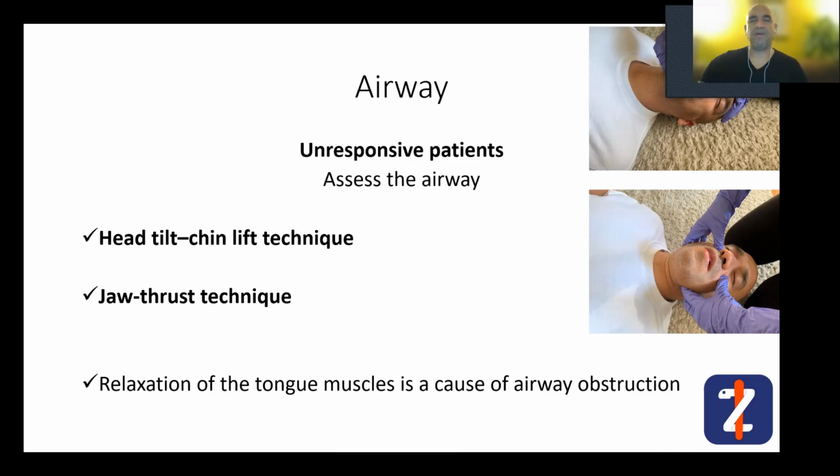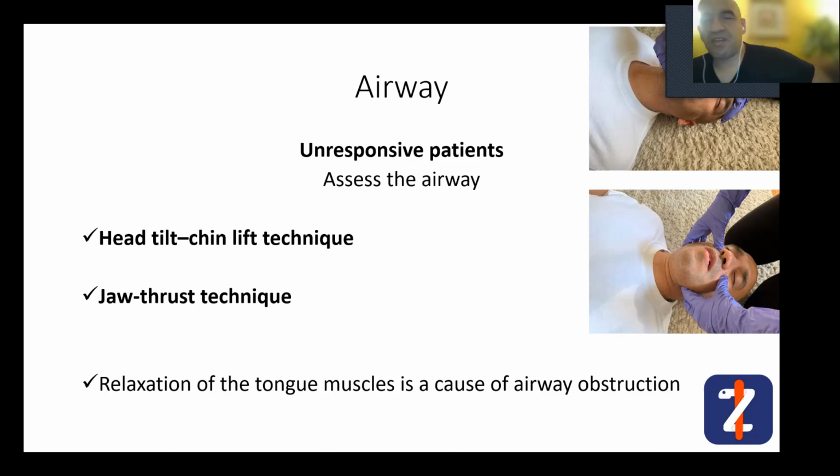Very simple. One is called head tilt, chin lift. With the head tilt, chin lift technique, you place one hand on the forehead, pretty much like that, and then pull or hold the chin. Head tilt, chin lift. That's going to open the airway. It's going to move the tongue out of the airway so it's not blocking. It's going to go up and forward.